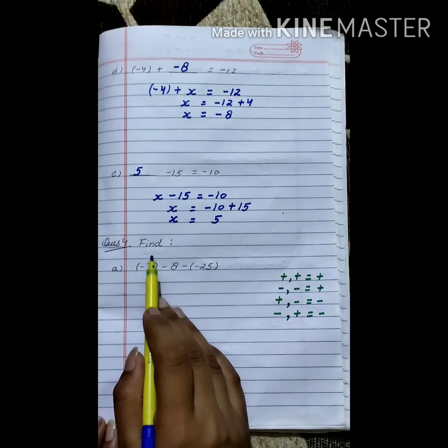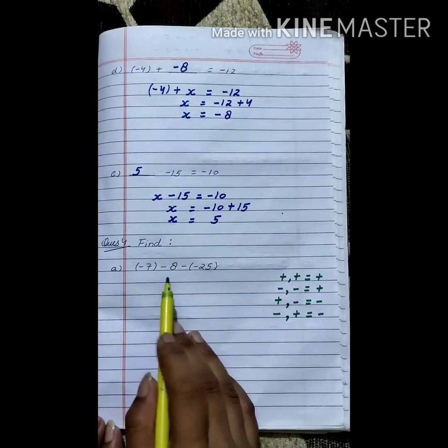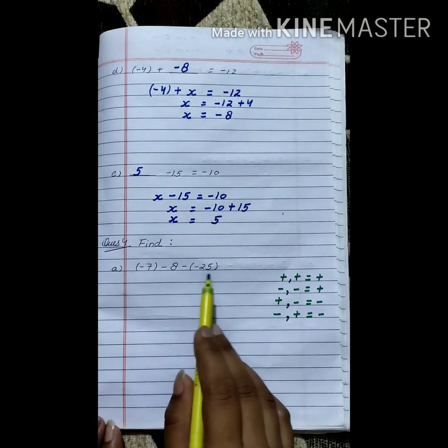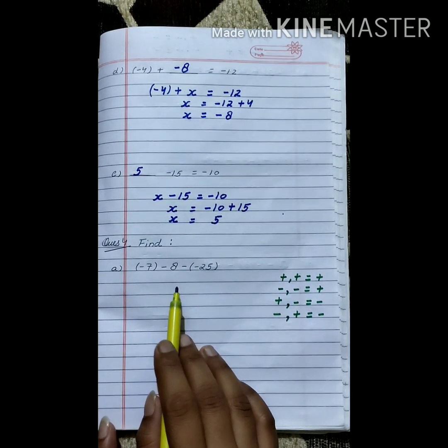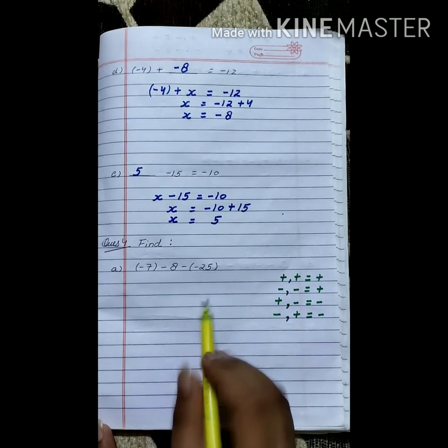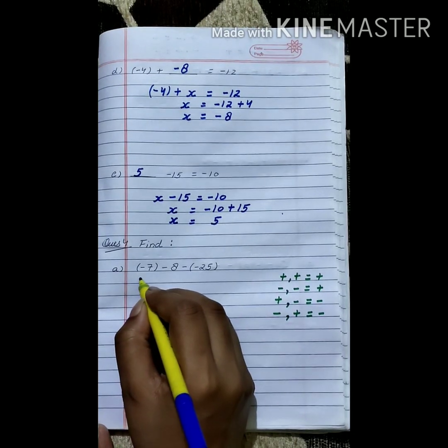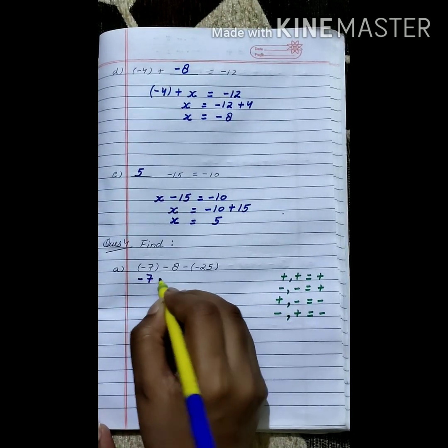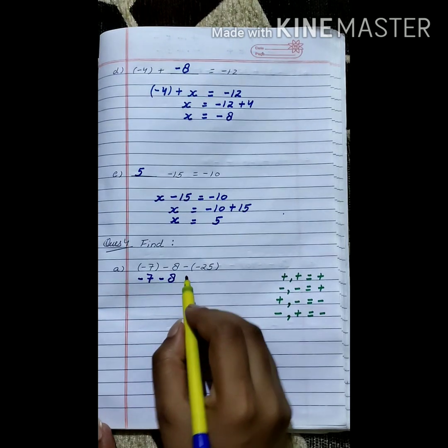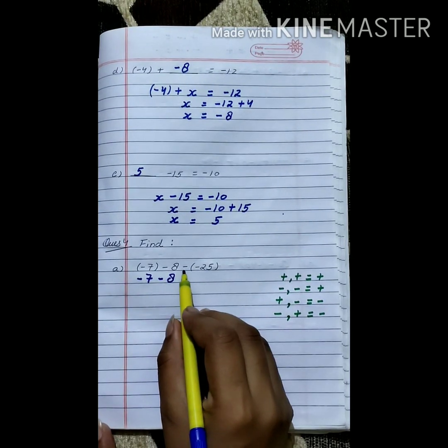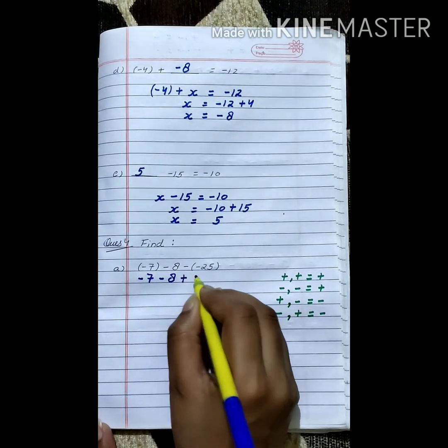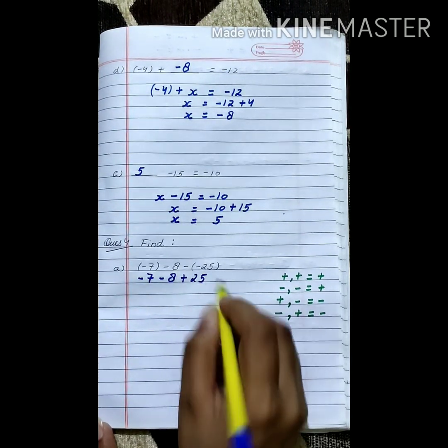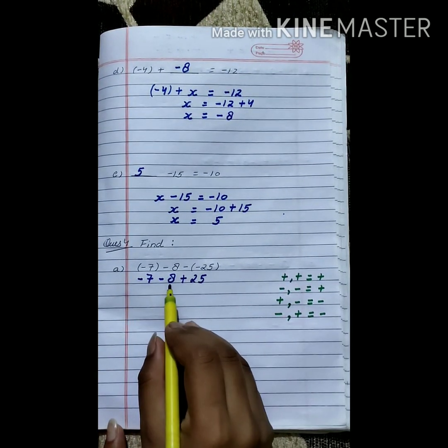Question number 4. Find A part. Minus 7, minus 8, minus 25. Here we have been given 3 terms and we have to simplify them. Firstly, we will solve the bracket. So the first 2 terms we will write as they are. Minus 7, minus 8. Here we have 2 signs together, and minus minus is plus. So it will convert into a plus sign. Plus 25.